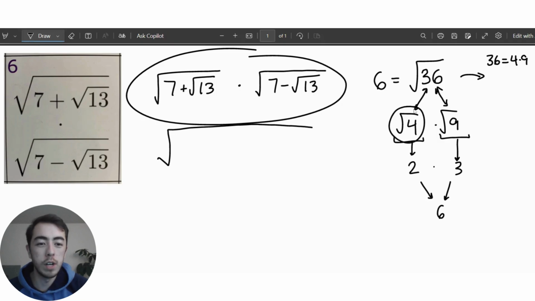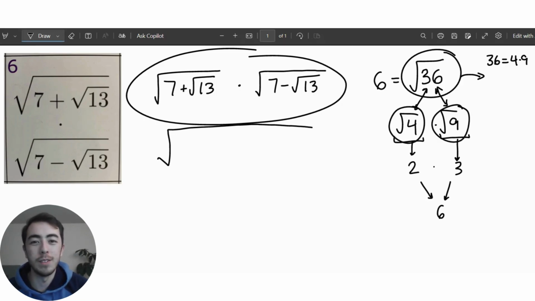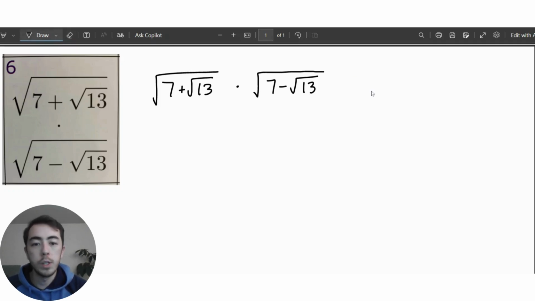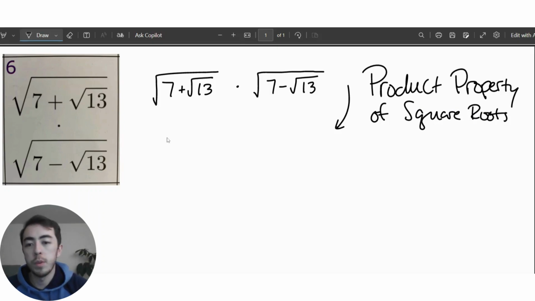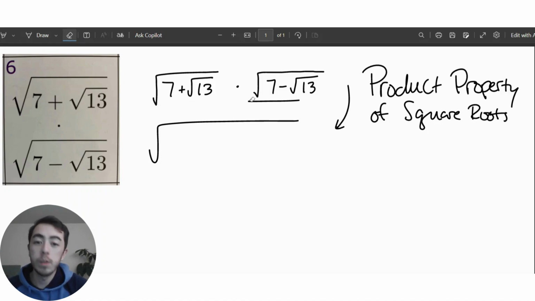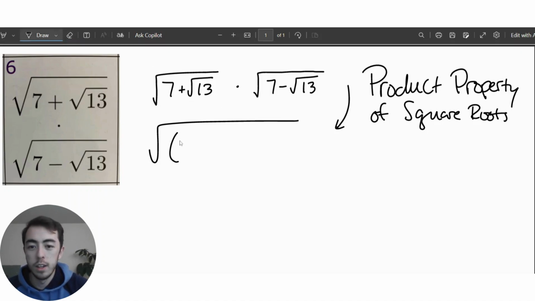I want to shove both of these square roots together under one square root sign. So what I showed with the example has a name. It's called the product property of square roots. And it just means that I can take the product of two square roots and write it as the square root of a product. So I'll stick the first part here and the second part here.